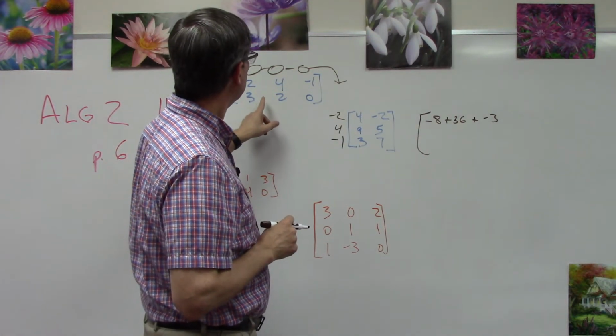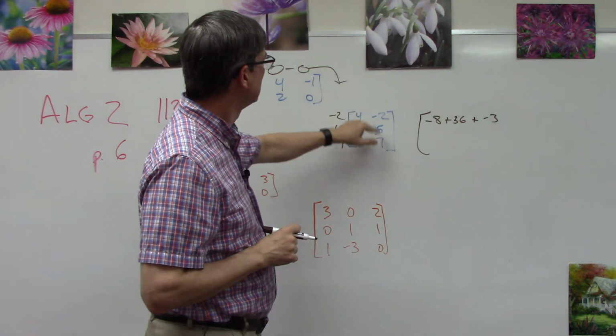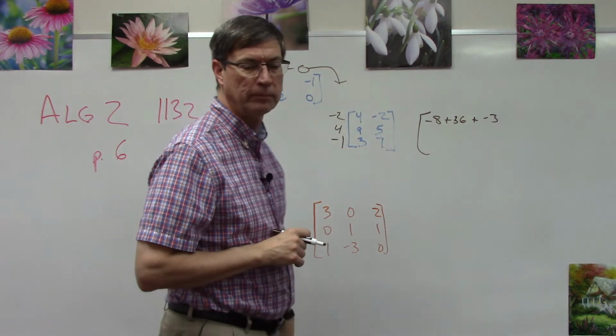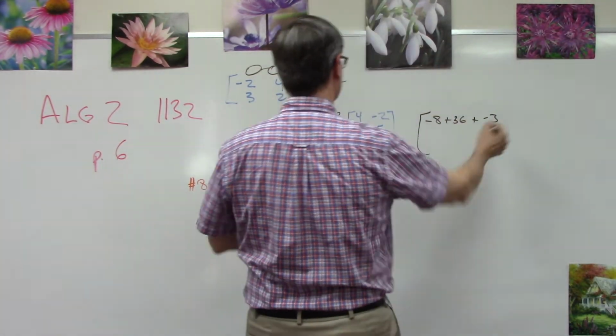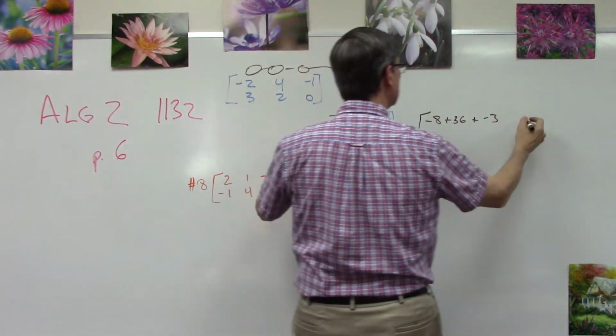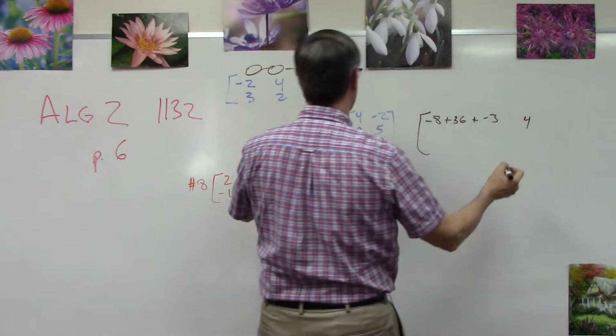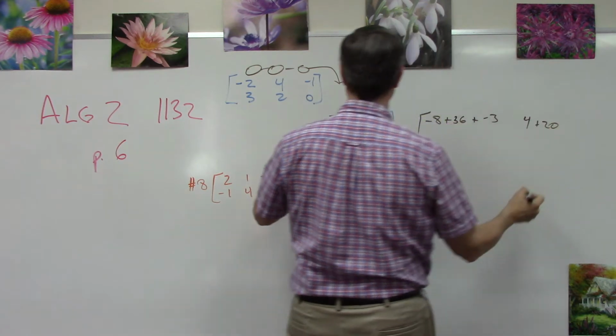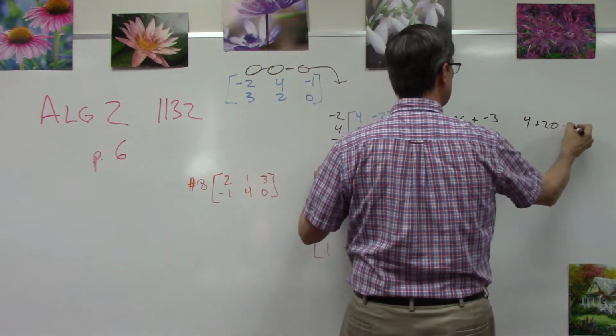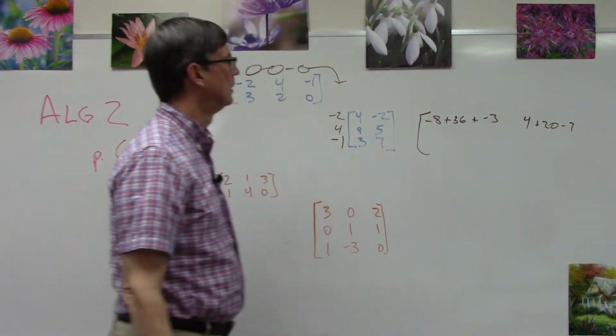Then we're going to take the same numbers times the second row here. And that's going to go over here. So -2 times -2 is +4. And then 4 times 5 is 20. -1 times 7 is -7. Okay?